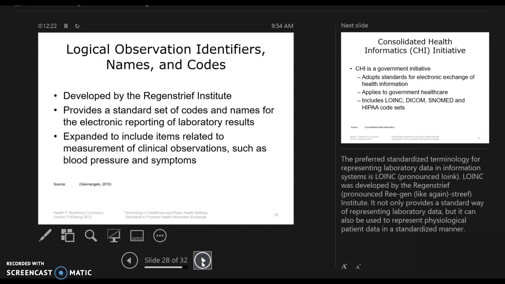And Logical Observation Identifiers Names and Codes, LOINC. This is for all of the laboratory tests, blood tests, and other types of tests done in a lab, for example, COVID-19 tests.